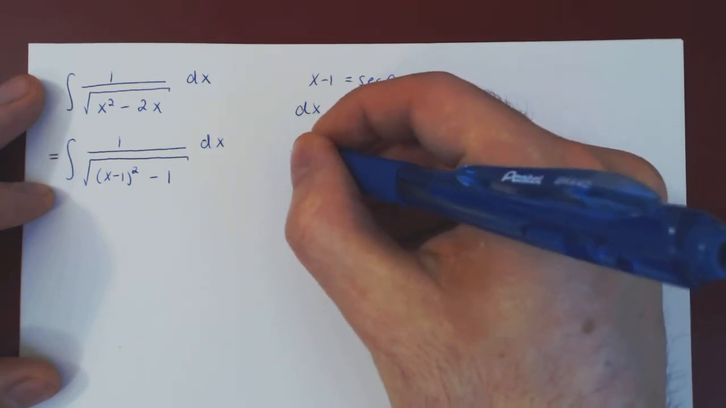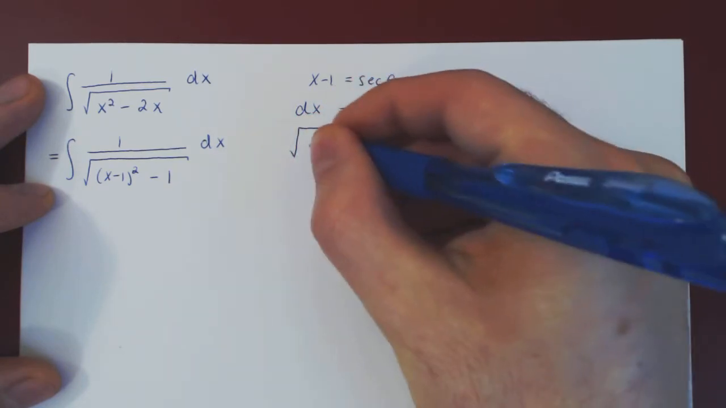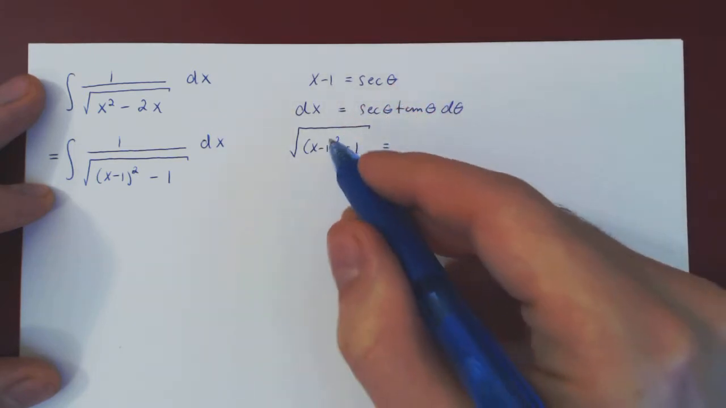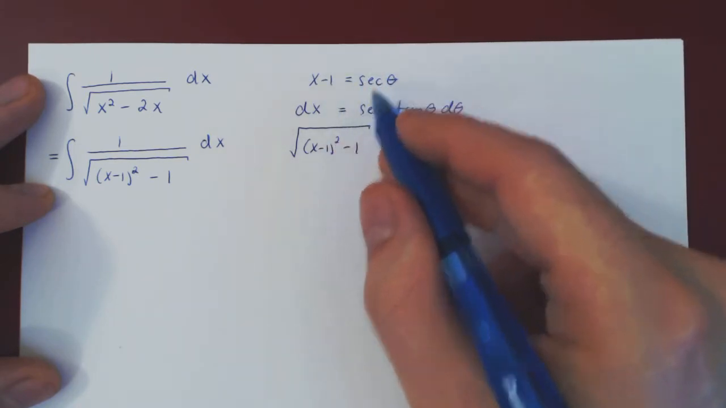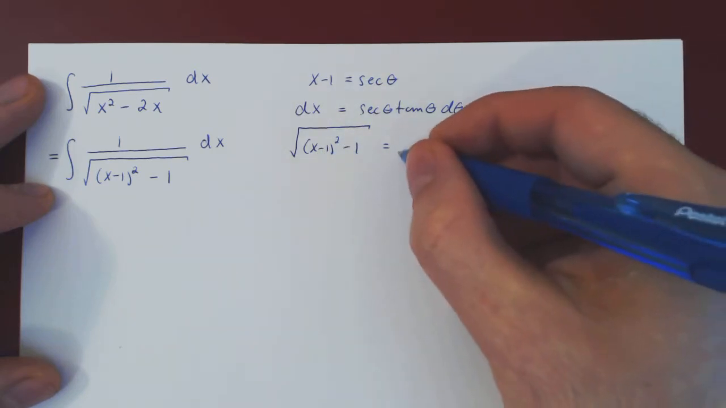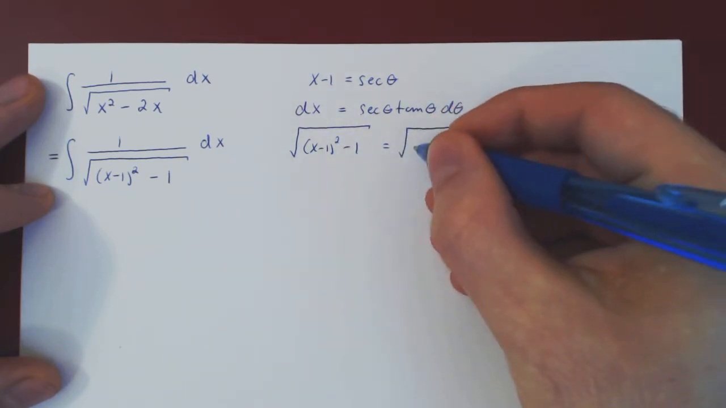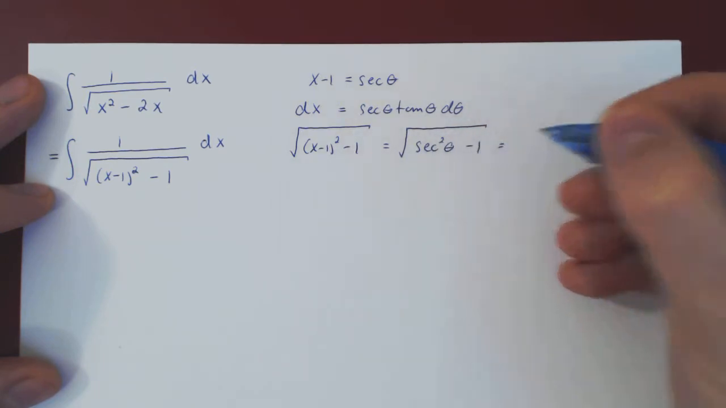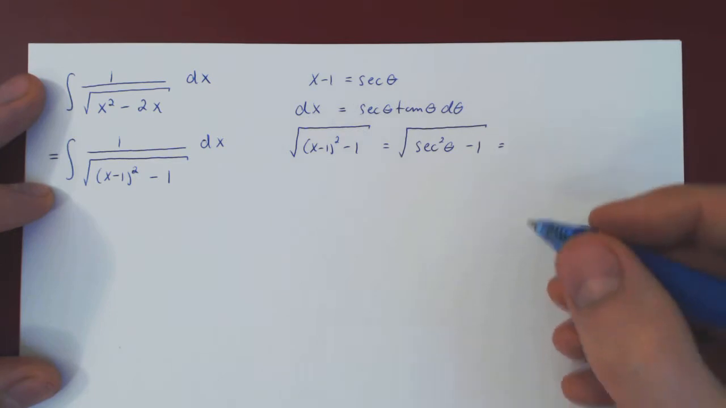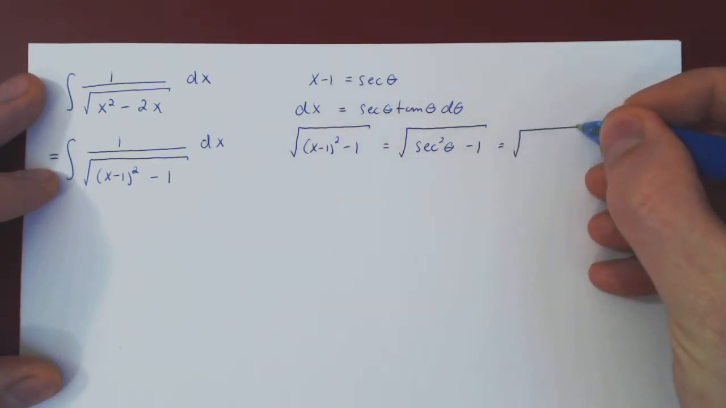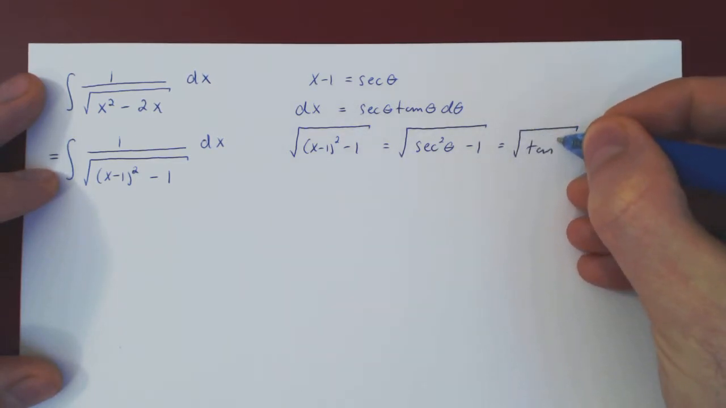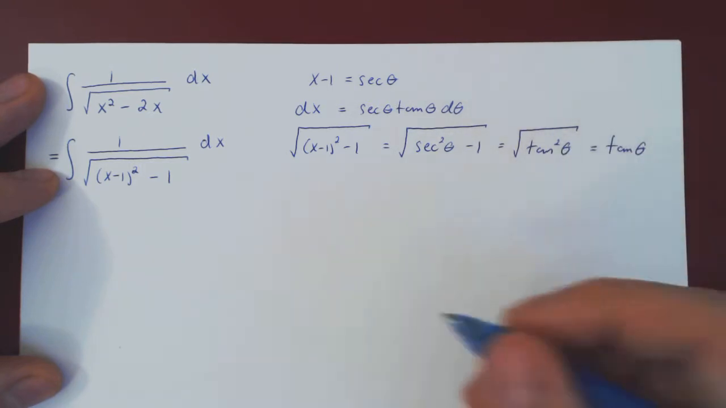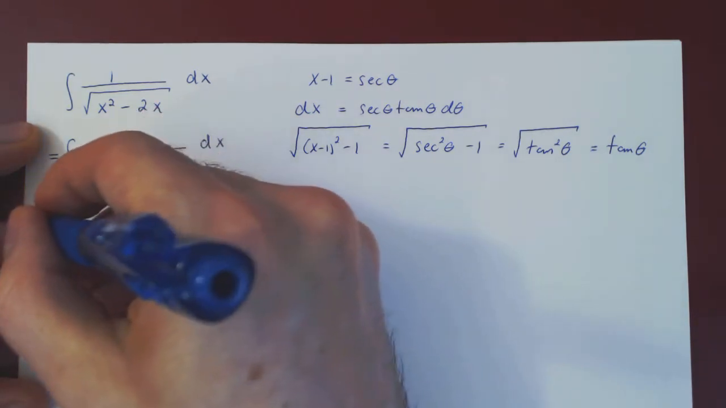So we have the square root of x minus 1 squared minus 1, which, replacing x minus 1 by secant, gives us secant squared minus 1. But of course, secant squared minus 1 is tangent squared. And the root of tangent squared is of course tangent. And so now we're good to go.